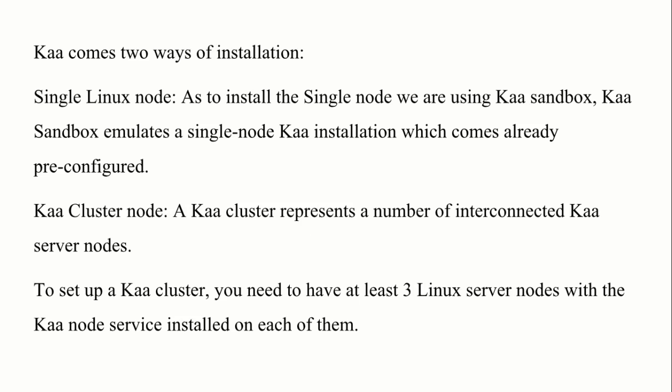Kaa comes with two installation methods. You can either install it as a single Linux node or you can set up a Kaa cluster node. To install a single Linux node, we are using Kaa Sandbox. Kaa Sandbox emulates a single node Kaa installation which comes already pre-configured. A Kaa cluster represents a number of interconnected Kaa server nodes. To set up a Kaa cluster, you need to have at least 3 Linux server nodes, with the Kaa node service installed on each one.